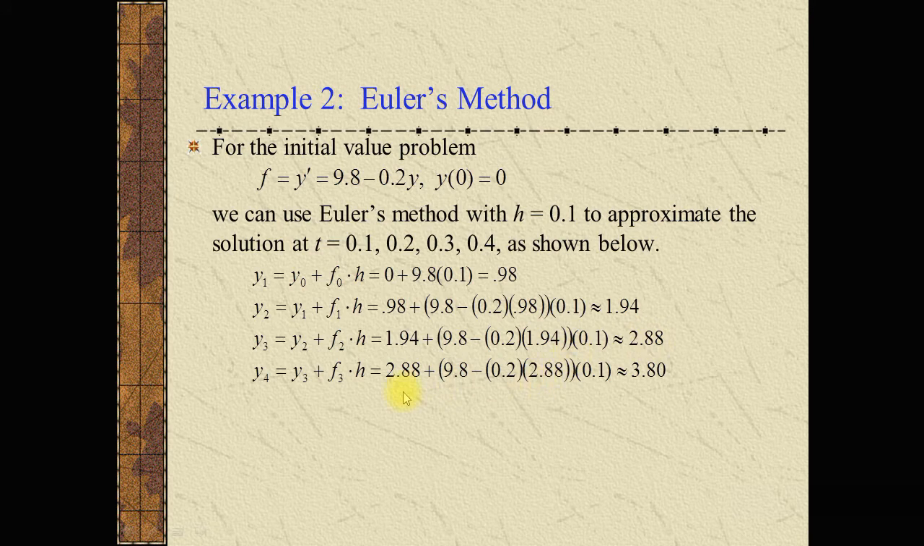2.88. Now for n is equal to 3, we obtain y4 is equal to y3 plus h into the function f of t3 and y3. So this is the value of y3 plus 9.8 minus 0.2 y3. This is the value of y3 into the step size, and after simplification we obtain the fourth approximate solution, 3.80.